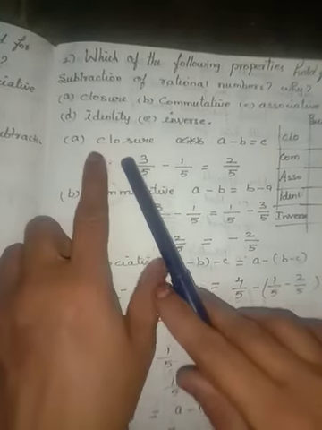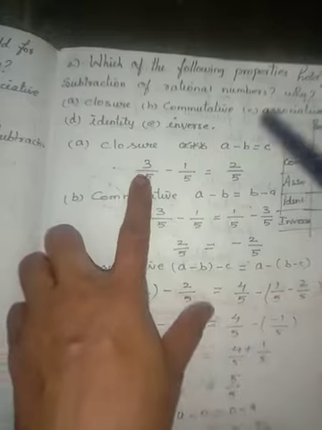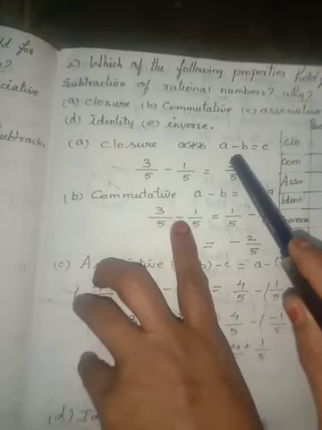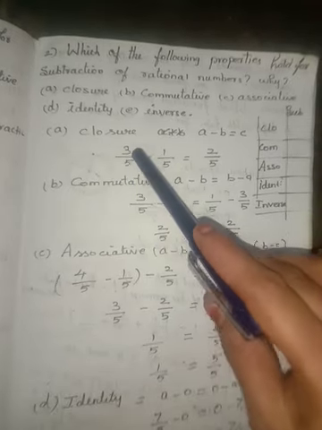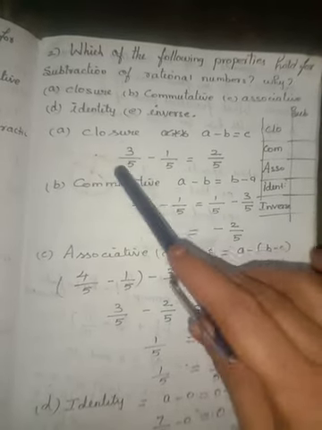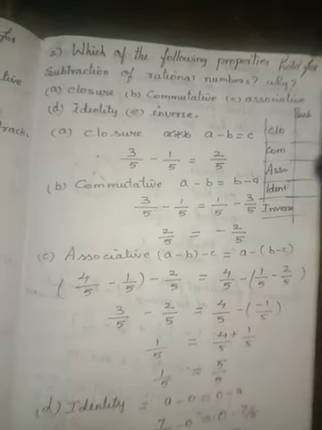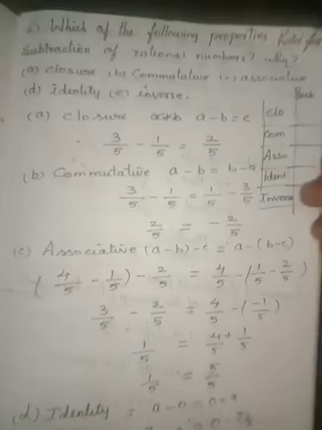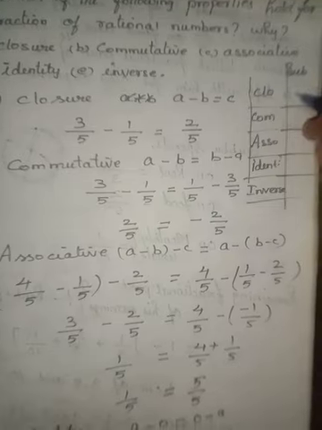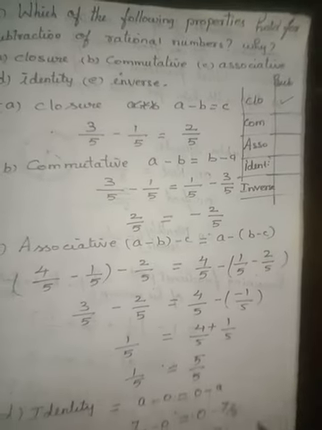The first one, the closure property. The closure property is a minus b is equal to c. For that I am taking 3 by 5 minus 1 by 5. Subtracting these two rational numbers, we get 2 by 5, which is also a rational number. From this we can say that the closure property is satisfied under subtraction.